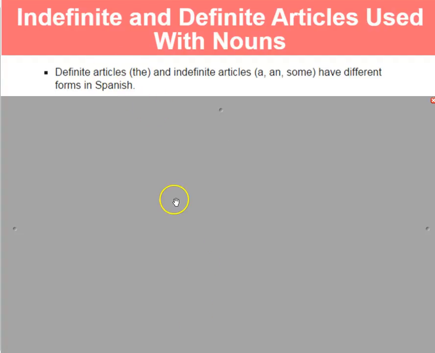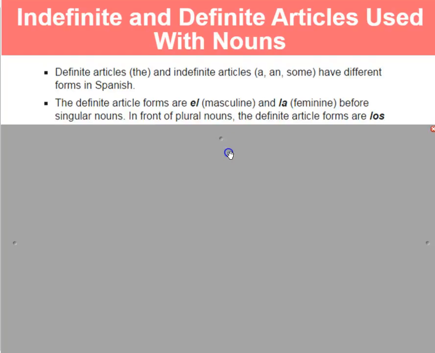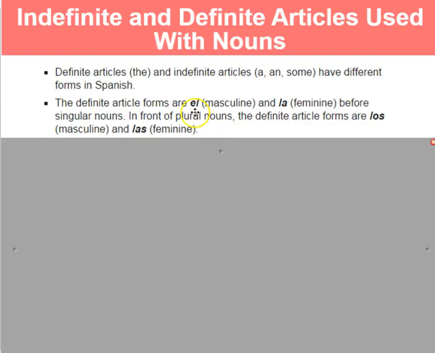So definite articles are basically the word the in English. And indefinite articles can be the words a, an, or some. And they have different forms in Español because we have masculine and feminine forms. So the definite article forms are, as you know, this word el, which means the. And we also have the feminine form of that exact same word, which is la. We also have the plural forms of those exact same forms there, and we've seen them before too. And they are los for masculine plural and las for feminine plural.